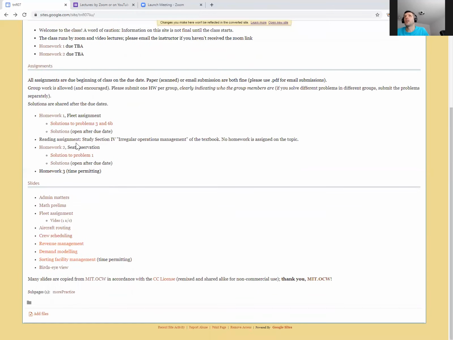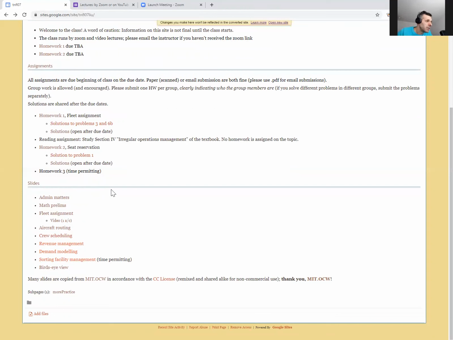So yeah, there's a reading assignment. I want you to look at the regular operations management by yourself. It's not a too important topic, so I don't want to lecture on it. Homework two, and maybe there will be homework 3. We will see. I mean, timing is the biggest issue, I guess, with these new circumstances.